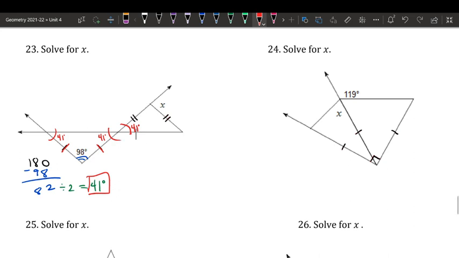And now I see I'm in another isosceles triangle. This one's marked with 2 lines and this one's marked with 2 lines. So those base angles are also the same. So this has to be 41 degrees as well.